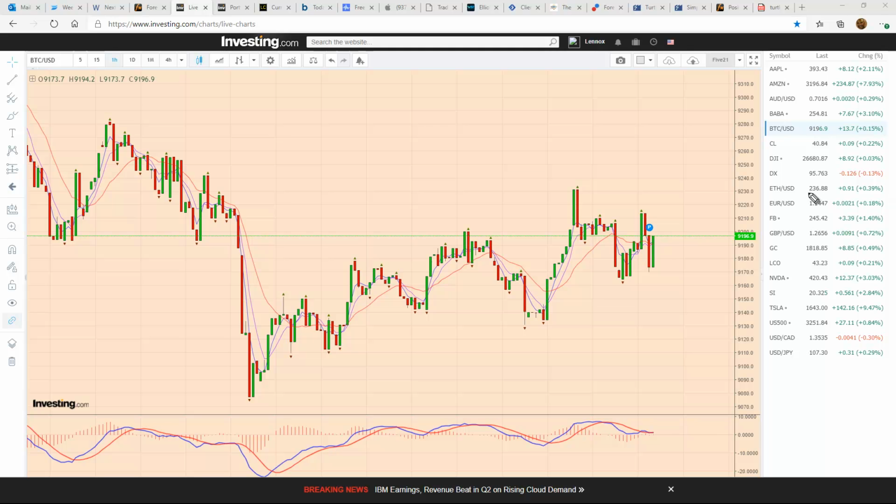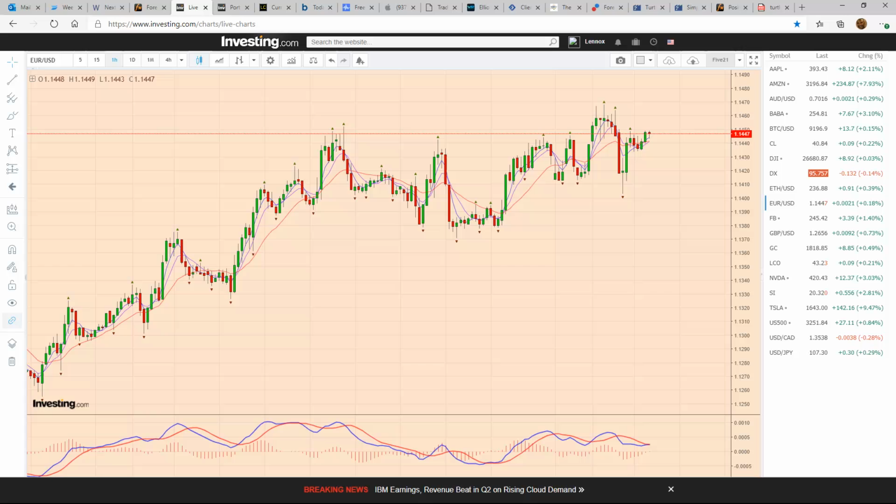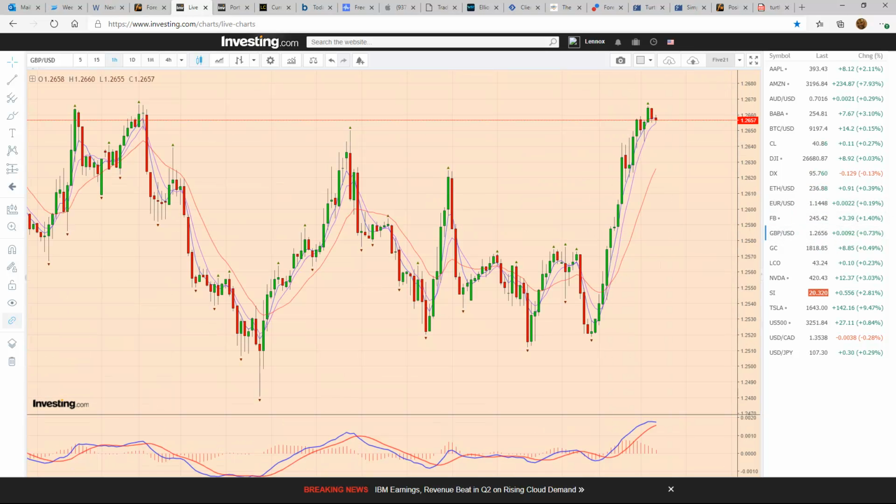Okay, on Euro US dollar, the same type of strategy. I could have caught this move to the upside. Okay, and GBP US dollar. Okay, this one is a huge move. Call this one out nicely. That's a beautiful move on GBP. Very strong against the US dollar.